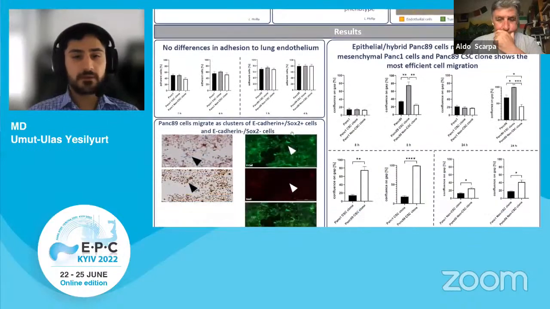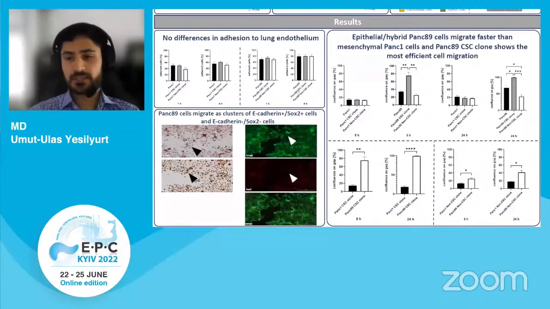Now to the results of my experiments. There were no differences in adhesion to lung endothelium between the subclones of the two cell lines, as you can see on the graph on the left. In contrast, the migration potential of epithelial PANC89 cells with CSC phenotype was significantly higher than that of the hybrid non-CSC PANC89 cells, as you can see on the graph on the right. The PANC1 cells showed no difference in migration. In fact, they showed no migration at all.